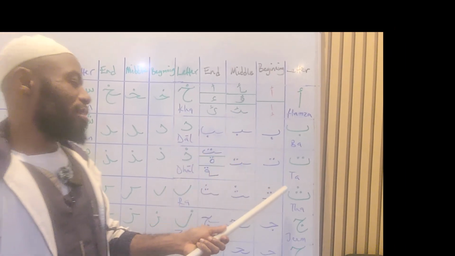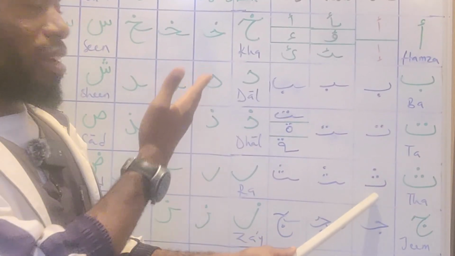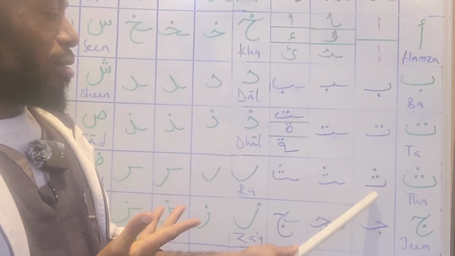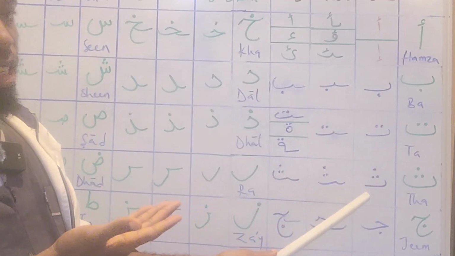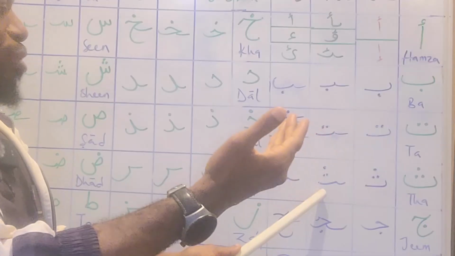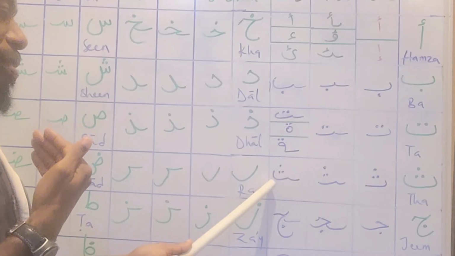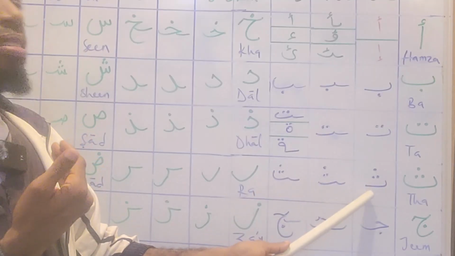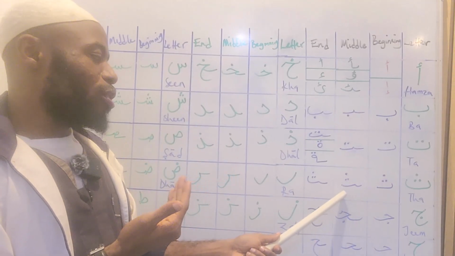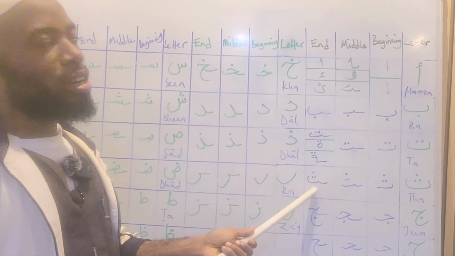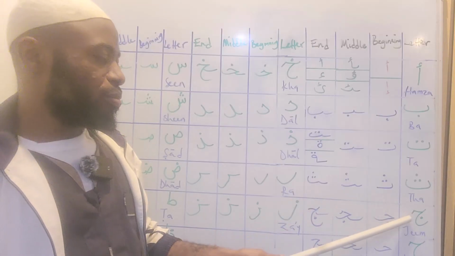So we have it. The next letter is tha. We have it just like ba, ta, tha. Tha is curved, closed at the beginning and open at the end to the left, while this is open to the right and open to the left. This is open to the right but closed to the left at the end. So whenever you want to write tha at the beginning of the word, you are going to have it like this. Whenever you want to write tha at the middle of the word, you are going to have it this way. And whenever you want to write tha at the end of the word, you are going to have it this way. The same thing for jim.